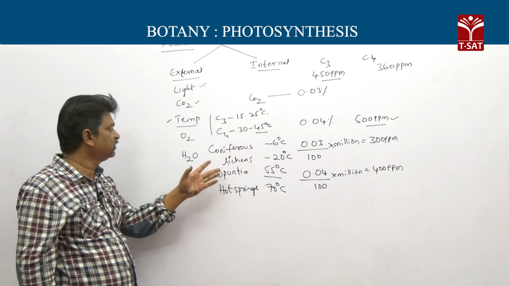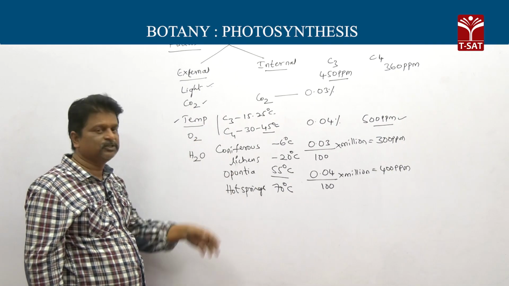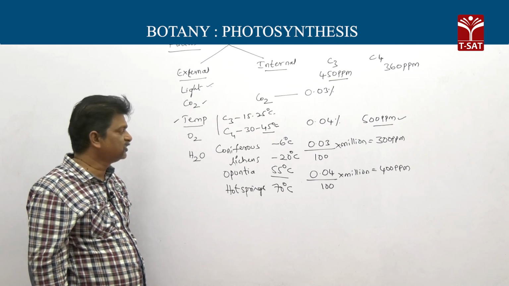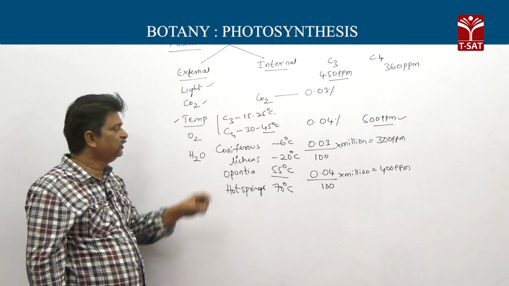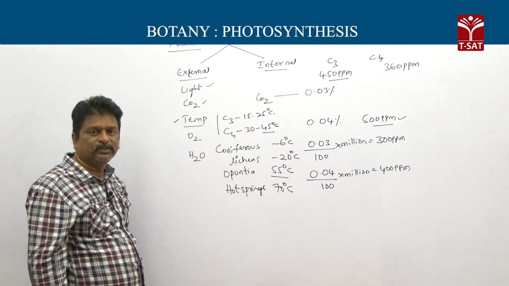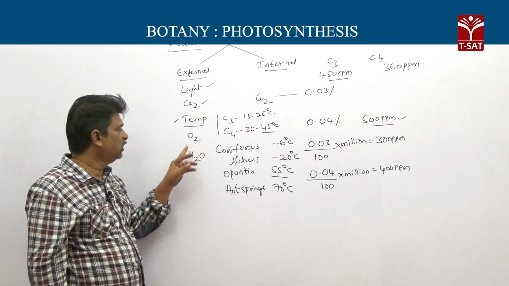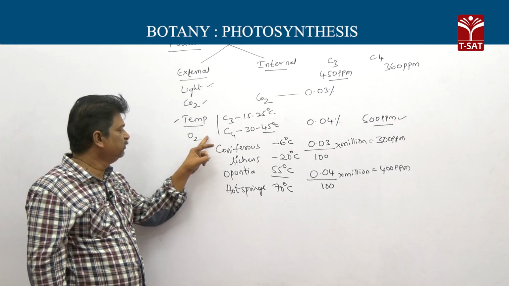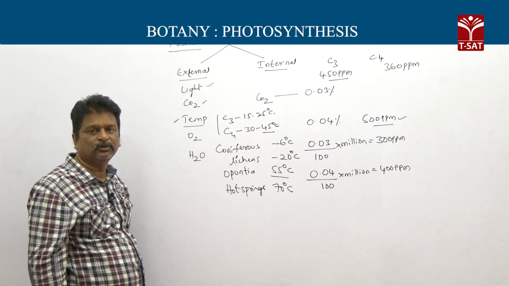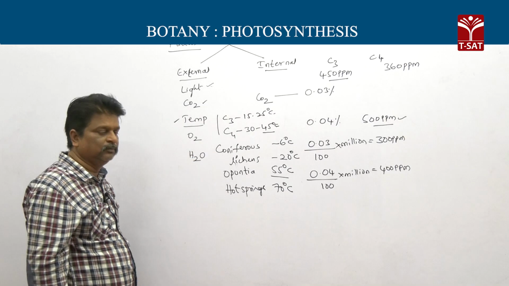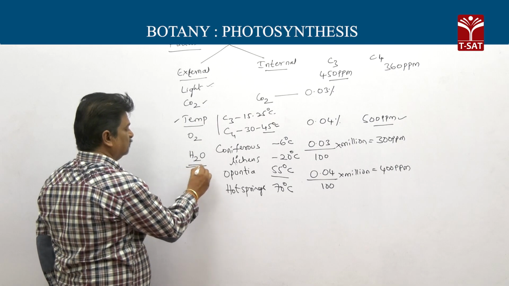So, already I discussed, when oxygen concentration is increased, that Rubisco, that carboxylase enzyme, is converted into oxygenase. Once that enzyme becomes oxygenase, instead of carbon dioxide it uses oxygen, so photorespiration takes place and the photosynthetic rate is decreased. Then next one, water.